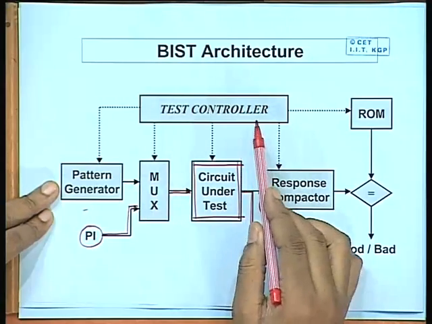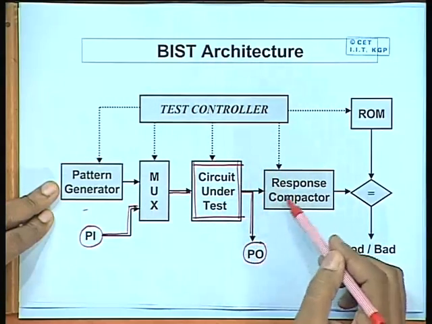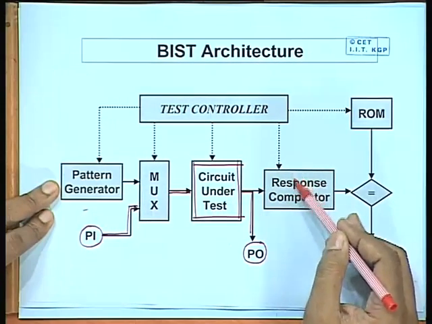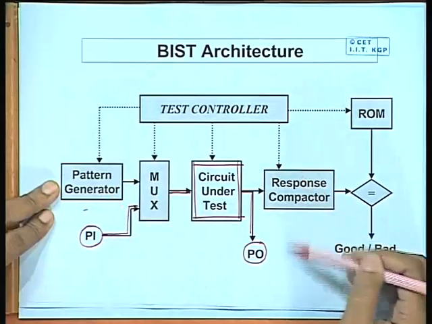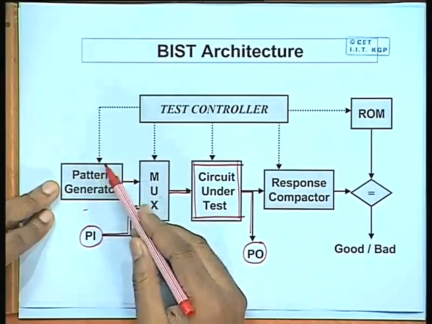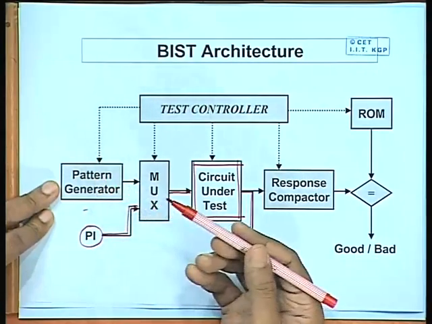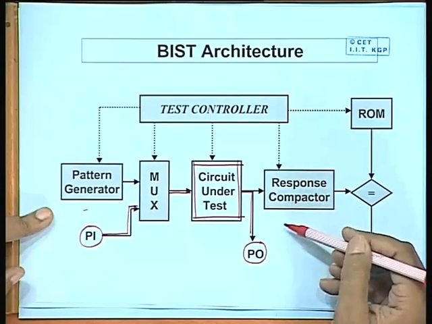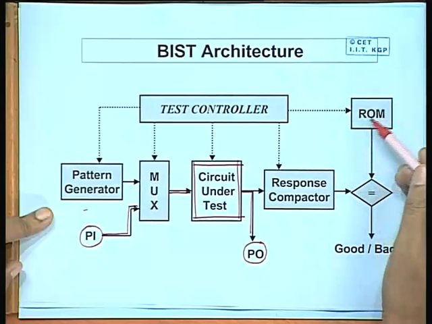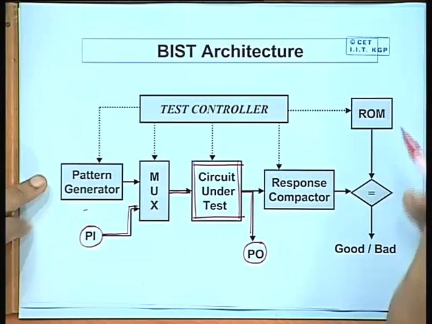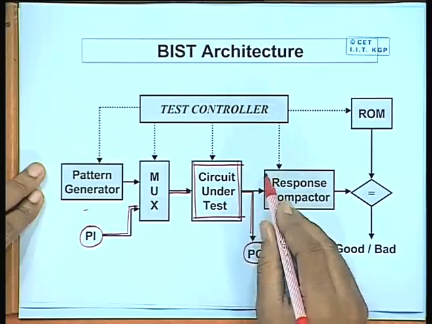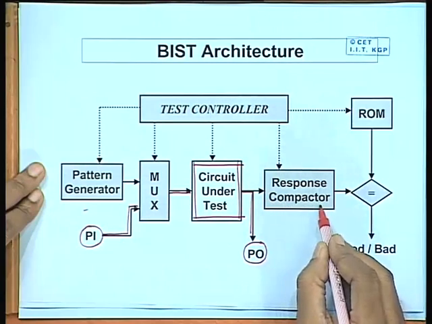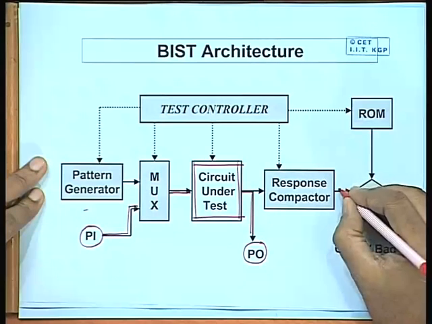Now, since we are trying to evaluate the response also inside the chip, it is not practical to store all the individual responses and compare, because the number of patterns can be as high as, say, 1 million. Okay. So, rather than storing 1 million outputs and comparing them with the good value stored in a ROM, what is normally done is that the circuit responses are compacted. So, after compaction we get a very small value out here.